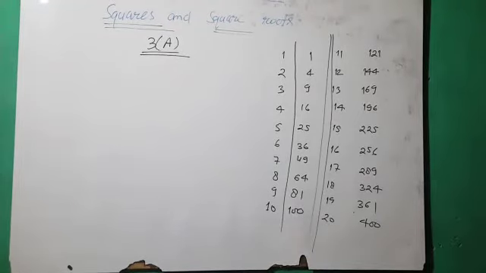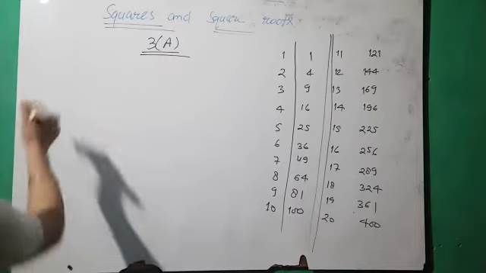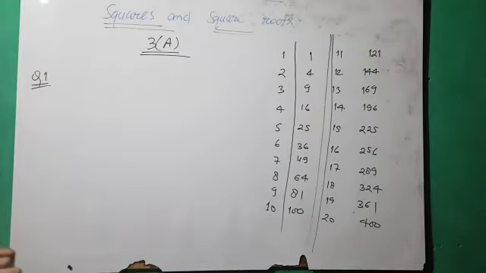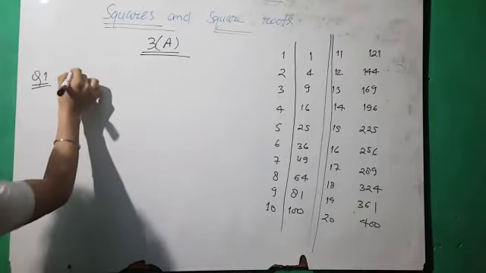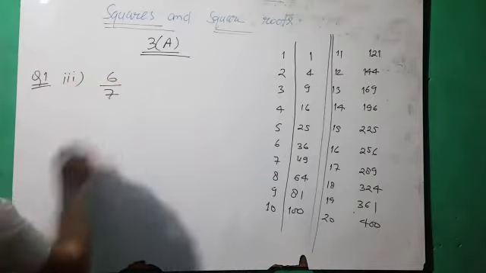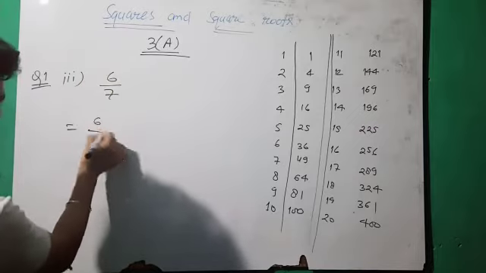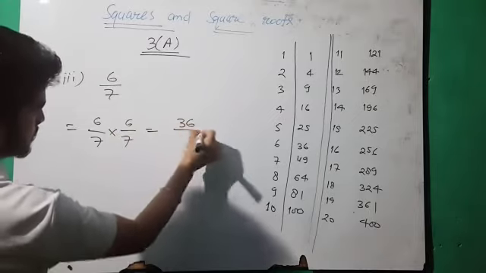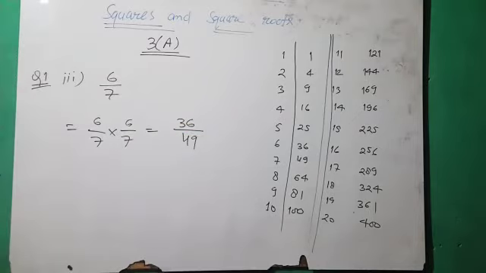Now, starting with exercise 3A. Question number 1, find the square of the following numbers. The first and second questions are simple; you have to find them by yourself. Third part, 6 by 7. For the square, you have to multiply the number by itself. So the answer is 36 upon 49. Then the fourth and fifth parts are homework.